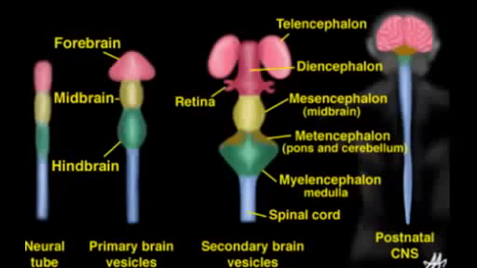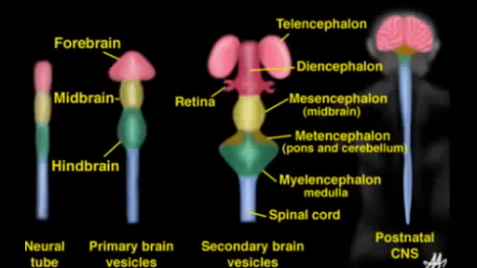Okay, so this picture shows the fourth week of your embryonal development. From this neural layer starts the formation of the neural tube, and this neural tube separates into four parts. You see in pink, this is your forebrain; with yellow, this is your midbrain; with green, this is your hindbrain; and with blue, this is your spinal cord.